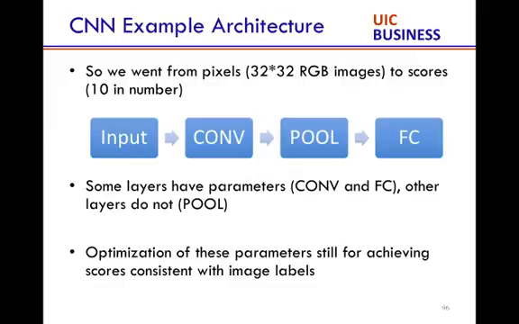Okay, and still the meta algorithm, as in the classification pipeline, is the same. We want to optimize the parameters of the neurons in the convolutional layer and the neurons in the fully connected layer, such that we achieve scores consistent with the image labels. So in CIFAR 10 there were 10 image labels, right?